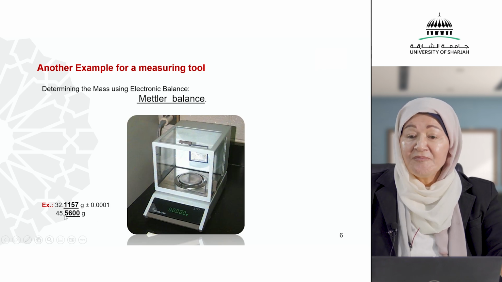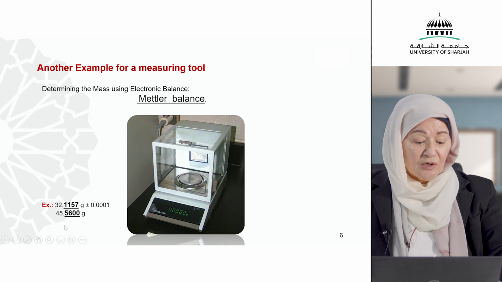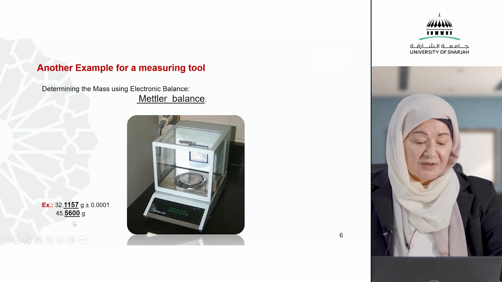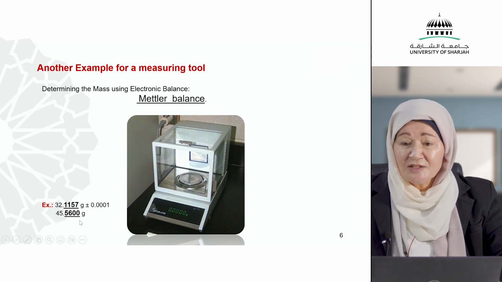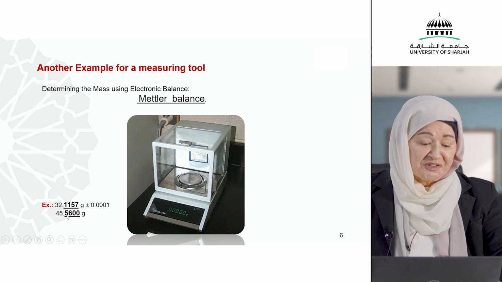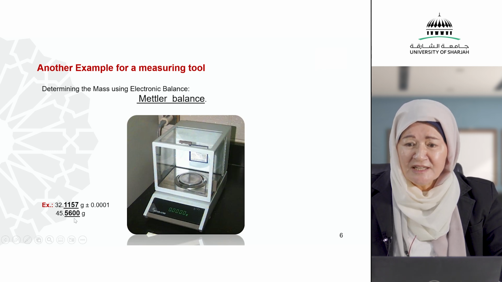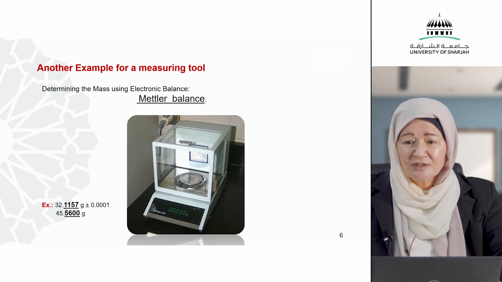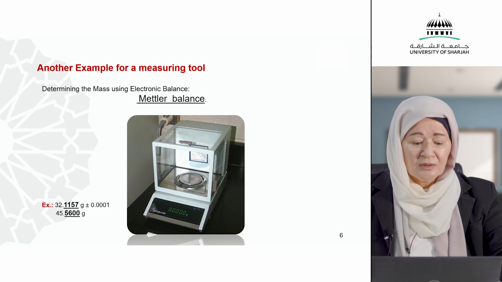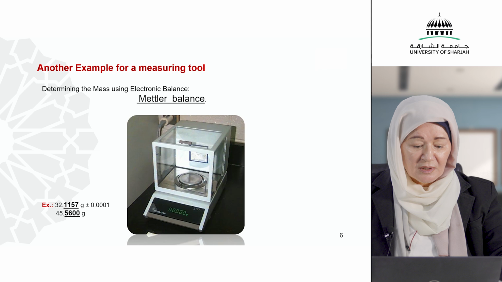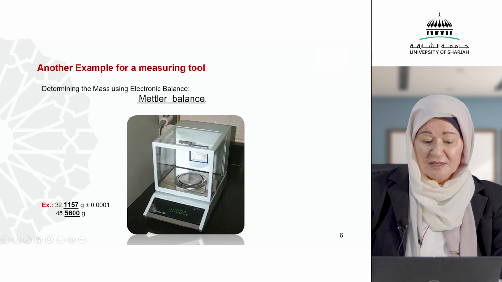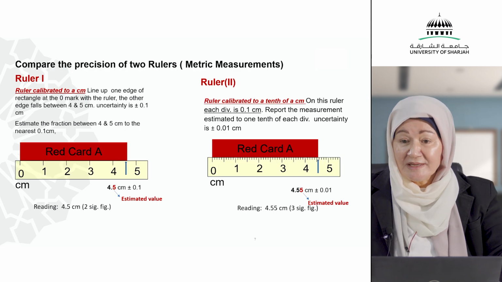For example, if my measurement is 45.5600, this balance shows me 5600. I don't delete it whenever I write it in my report. No, I have to take it all, because I'm already using a balance that gives me 4 decimal places.